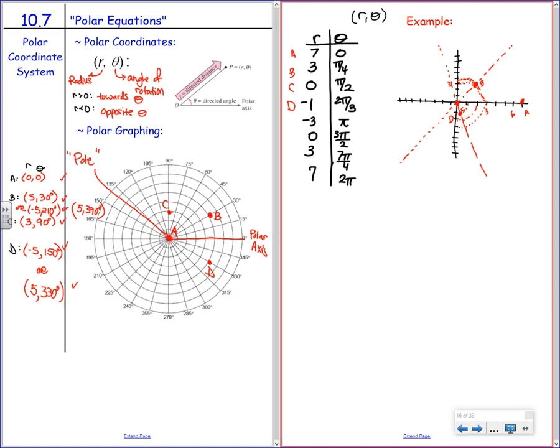Sorry, C just kind of got stuck in there. I don't know if I can get him out, though. Can I get you out? Nope. Nope. Nope. I'm not even going to try. Anyway, C is the pole, and then D is that one.